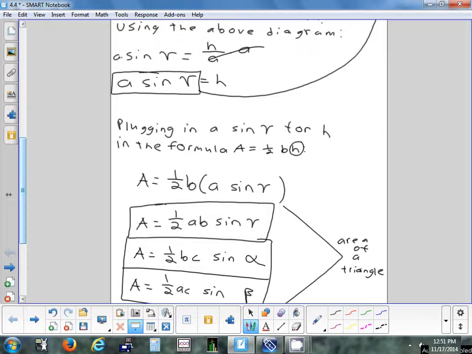Yeah, we can. When we did the law of cosines, I think I made a similar comparison. It was like a squared, b squared, c squared. They all started with one of those.